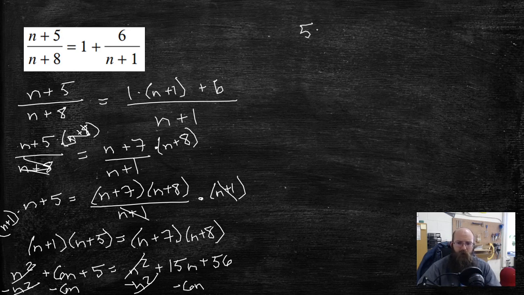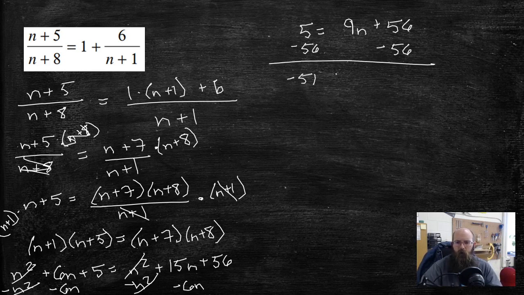I'm left with a 5 on my left. And 15n minus 6n is going to get me 9n, and then plus 56. I'm going to subtract 56. So I end up with negative 51 equals 9n. Divide by 9. Negative 51 ninths equals n. Let's keep going.